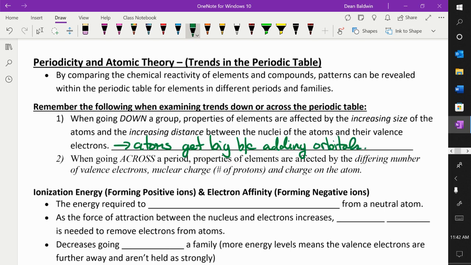When you go across the period, you start to shrink the size of the atom because the nuclear charge is getting bigger. Okay, so as you're going across, the different number of valence electrons and the nuclear charge, which is the number of protons, determines how things react. So atoms decrease in size left to right.